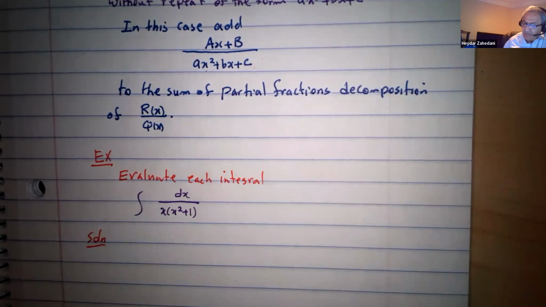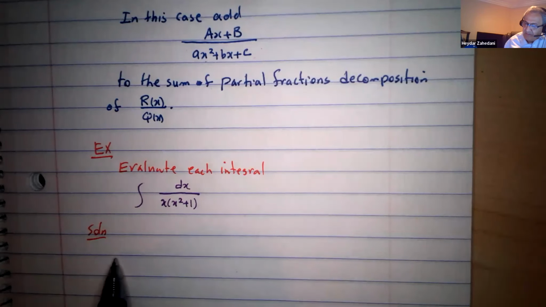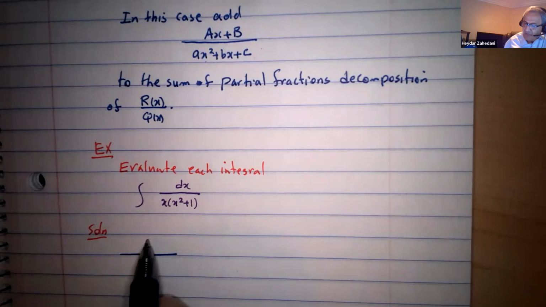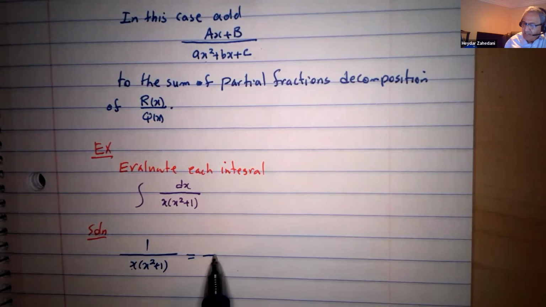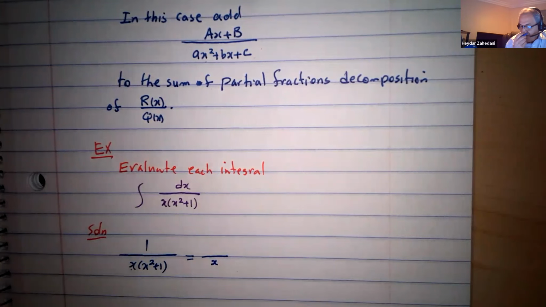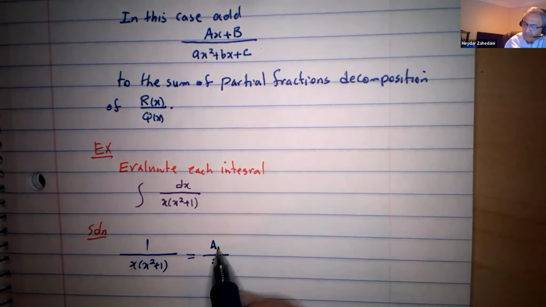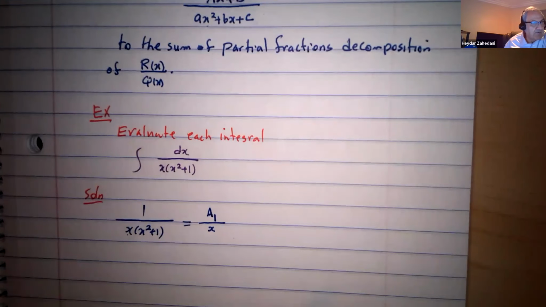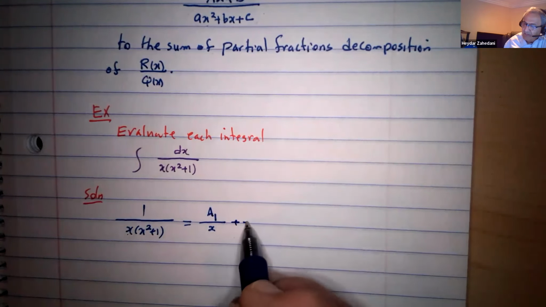Let's break it into parts. This is going to be 1 over x times x squared plus 1. So the first factor is x. It's linear, the power is 1, so we put on the top just a1. It's not repeated. If it was x squared, you would have to go on. So we are done with this one. We get to the next one. The next one is x squared plus 1.